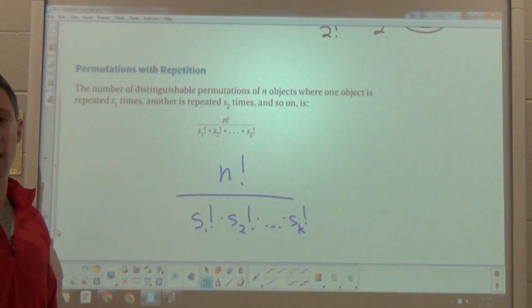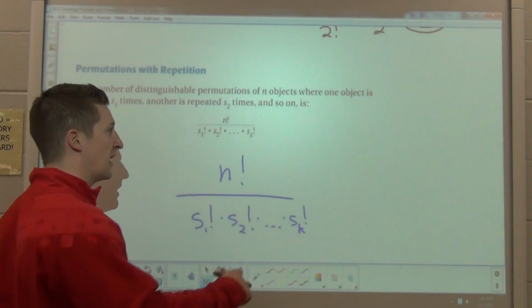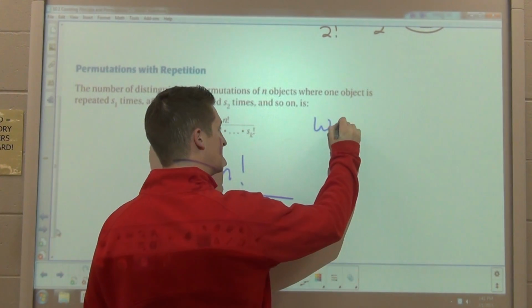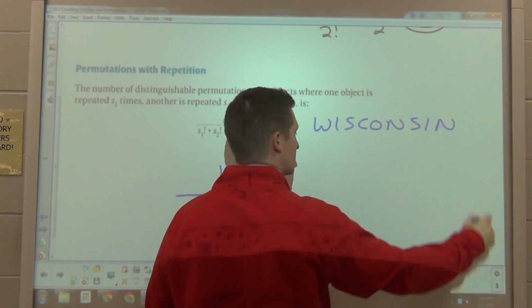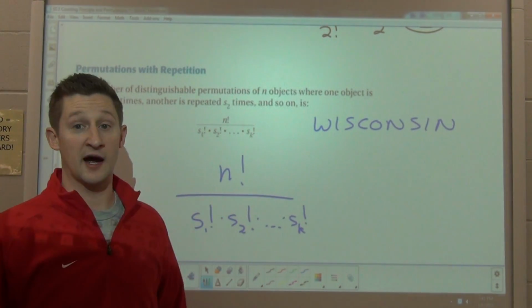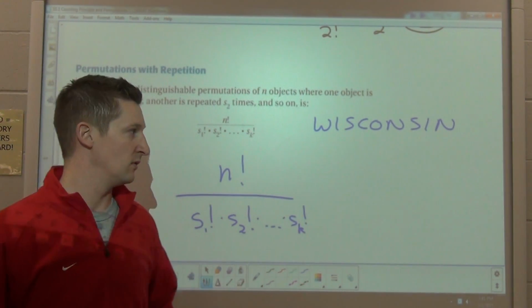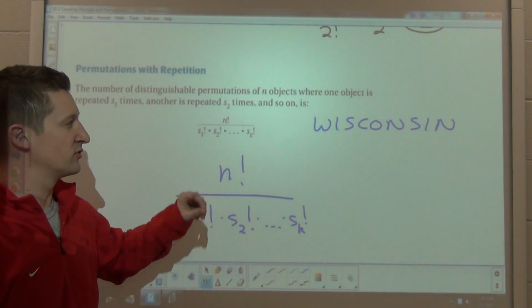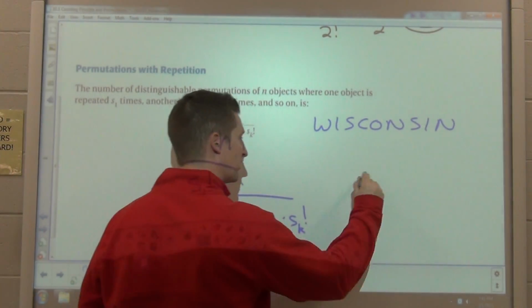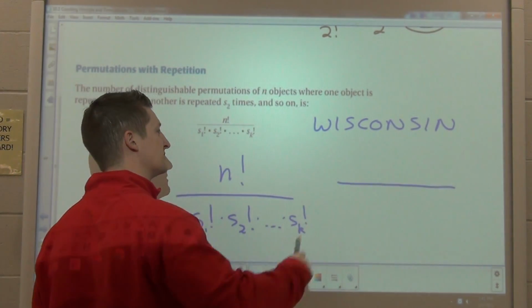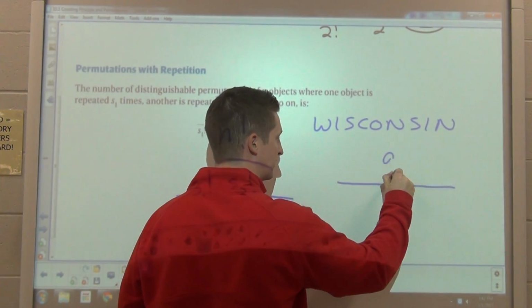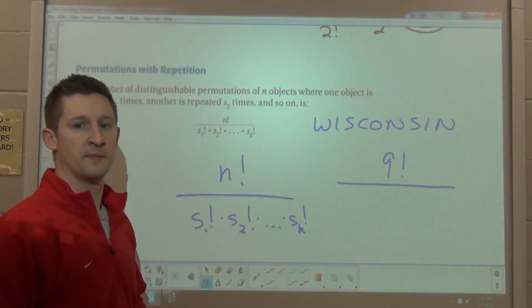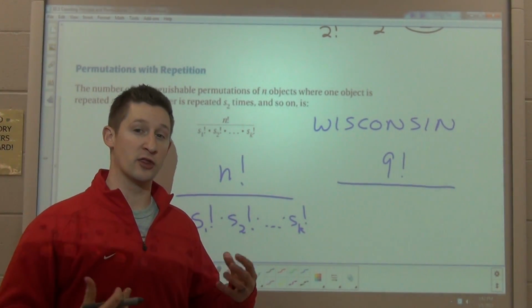Now, to give you an example of how this works, I'm going to ask you, how many different ways could we rearrange the letters in the word Wisconsin? Well, according to our rule, first we need to figure out what n is. How many letters are there in Wisconsin? Well, 1, 2, 3, 4, 5, 6, 7, 8, 9. All right. 9 factorial will be the numerator. But then I have to divide by the repeats.